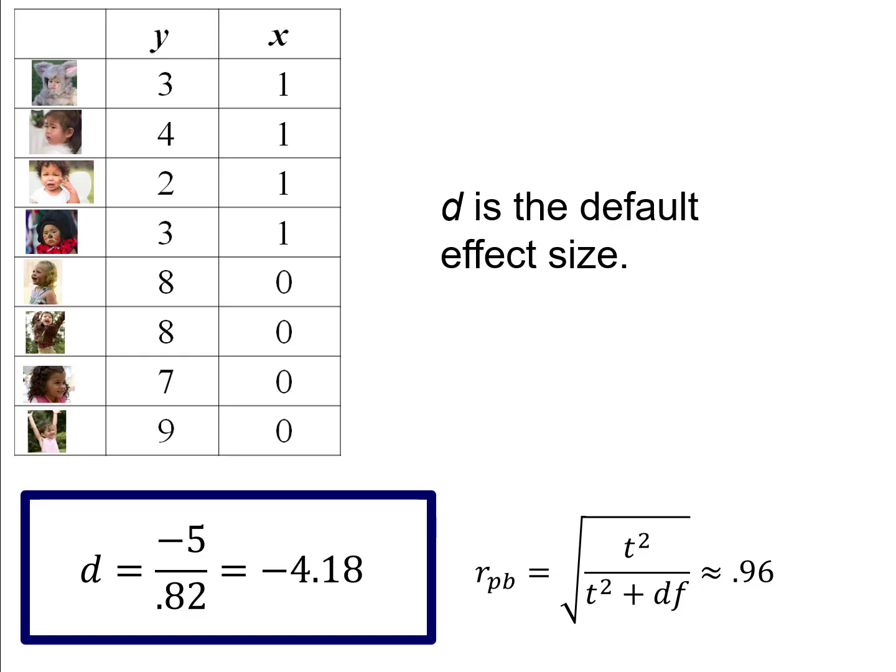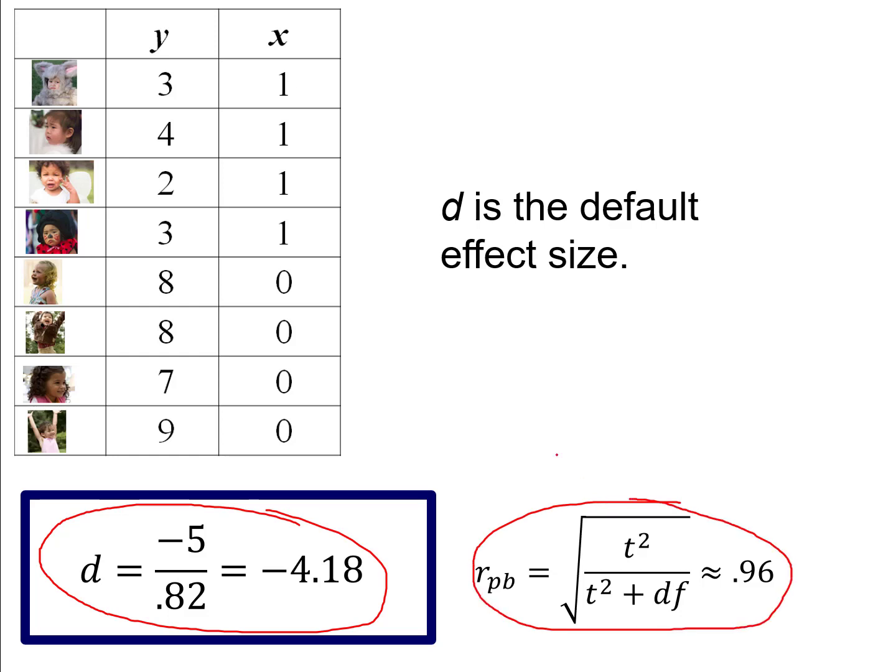So this means we have two options for calculating an effect size anytime we're comparing two means. We could calculate a D statistic, or we could calculate a correlation. And both of these are measures of effect size. So that raises the question, which one should you use? Well, use the D statistic whenever you're comparing two means, because that's what makes the most sense.